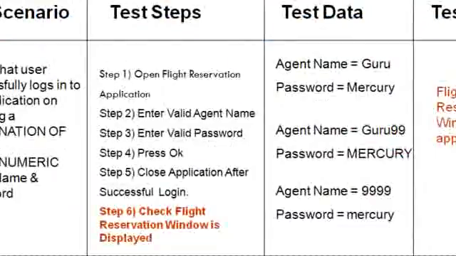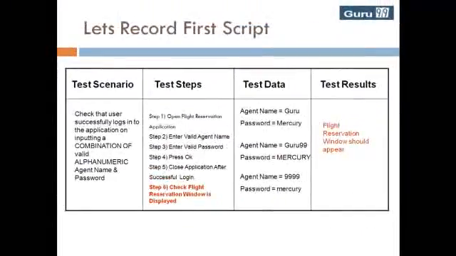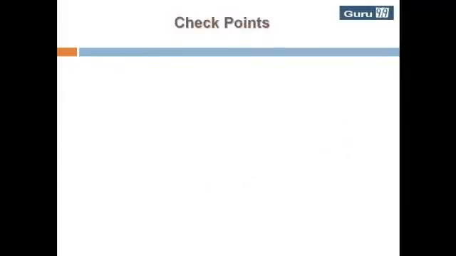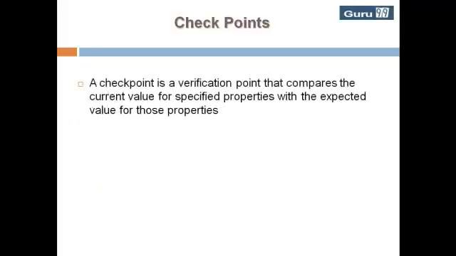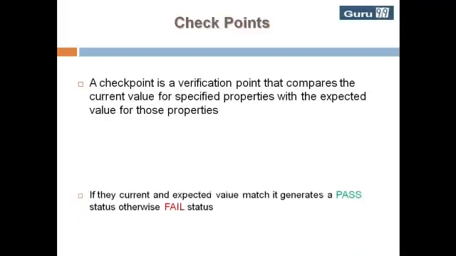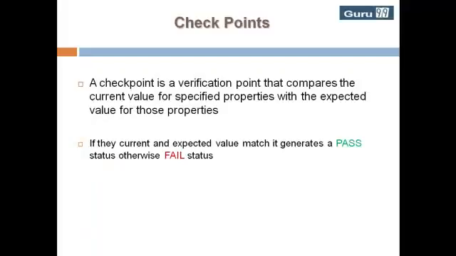To accomplish this, we need to record an additional step. Step number 6: Check flight reservation window is displayed. Automation of this verification step can be achieved using checkpoints. A checkpoint is a verification point that compares the current value with the expected value for specified properties of an object. If the current and expected values match, it generates a pass status, otherwise a fail status.